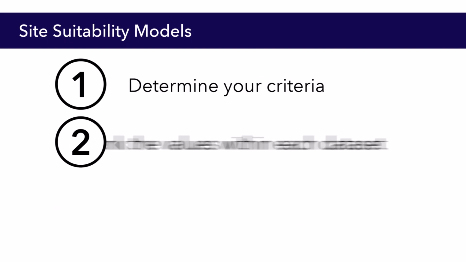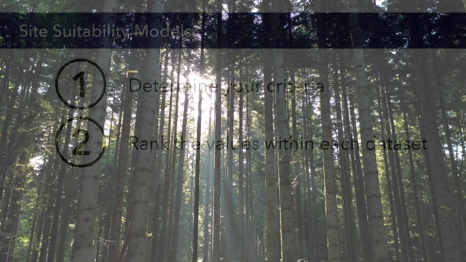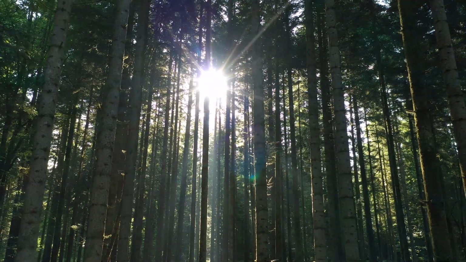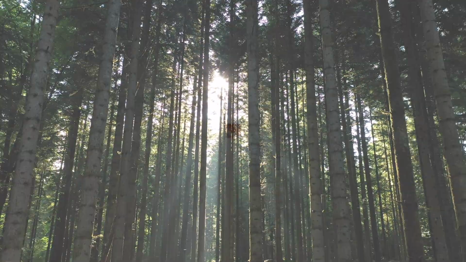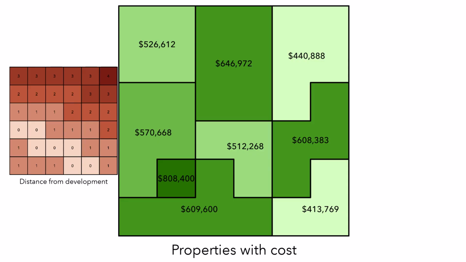Once you have the full set of data layers identified, site suitability analysis involves first ranking the values within each data layer to put them on a common scale. For example, if you worked at a land trust and were considering purchasing a piece of land for a new nature preserve, you might need to consider the proximity of that land to nearby cities or development. But you also might need to consider the cost of the land.